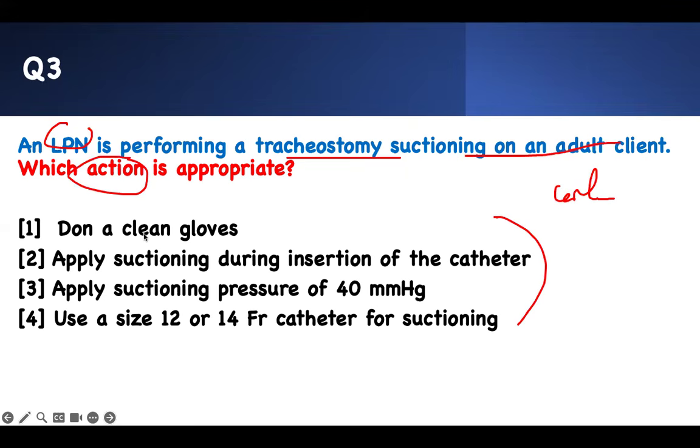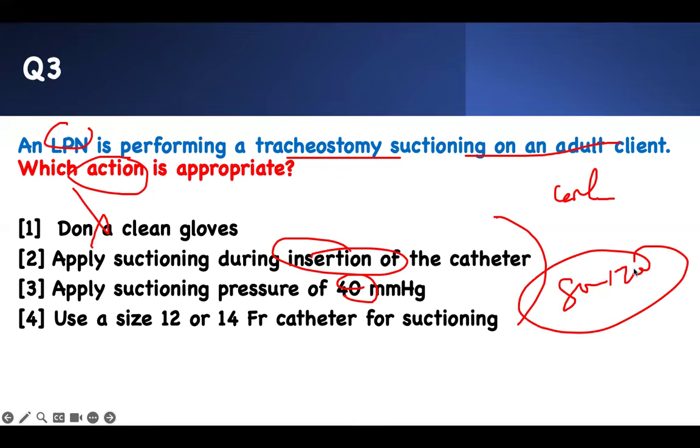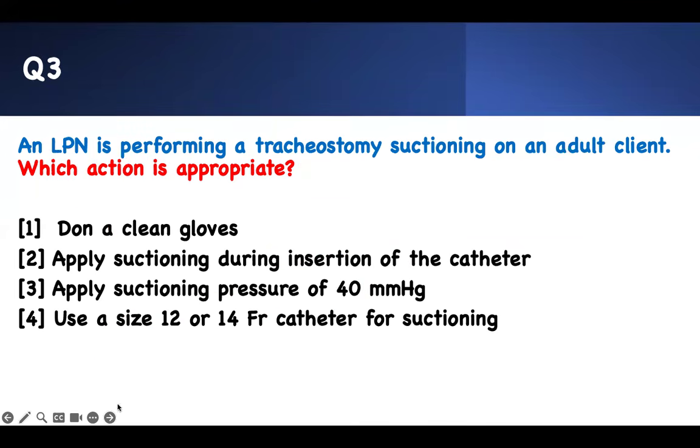Therefore, do you don clean gloves? It's a sterile procedure, so this one is not appropriate. Do you apply suction during insertion? No, you don't apply suction during insertion. Apply suction pressure of 40? This is too low. Usually it's 80 to 120 or so, around 100. Depending on the condition, this is too low. Therefore, test taking strategy, I've broken down each question. I've eliminated 1, 2, 3. The size of the catheter you use to suction is between 12 to 14 French. Anything bigger or smaller is not appropriate. So number 4 is your right answer.